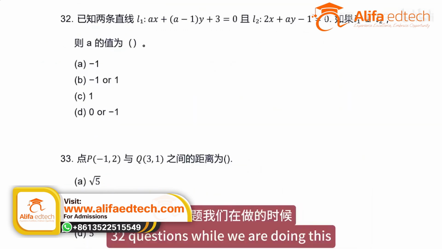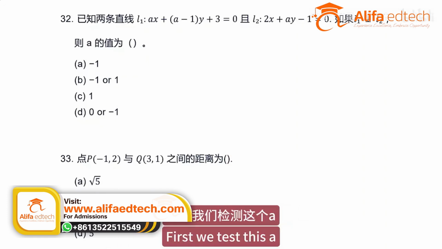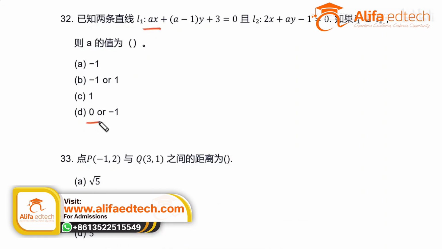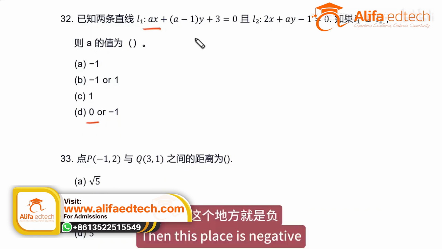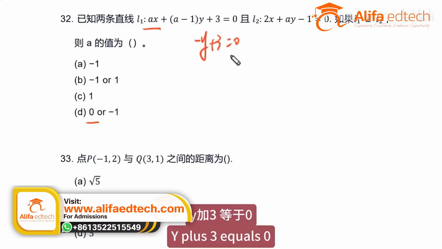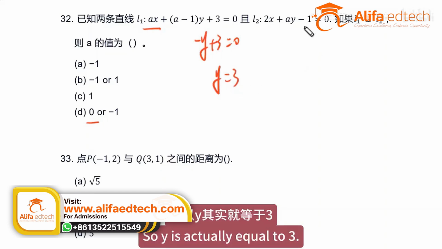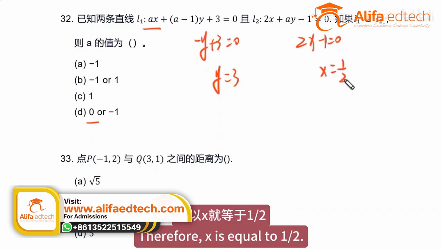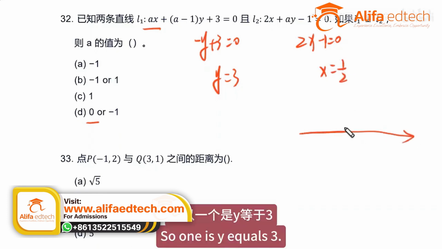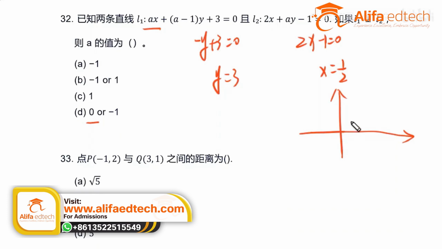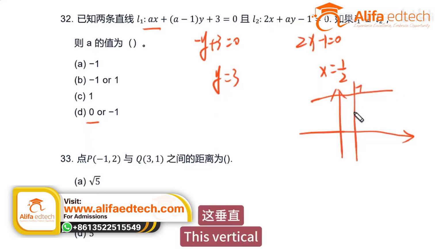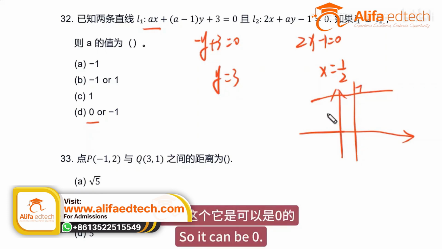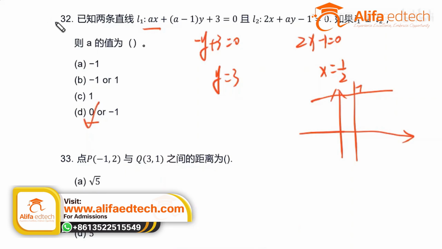For question 32, when we are solving it, first we check whether this a can be 0, right? If a is 0, then here it becomes minus y plus 3 equals 0. So y actually equals 3. And here it becomes 2x minus 1 equals 0. So x equals 1/2. So one is y equals 3, and one is x equals 1/2. Here it's perpendicular, right? So this a can be 0. So the fourth one is correct.